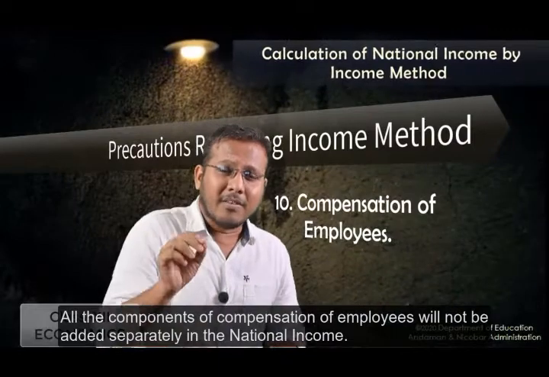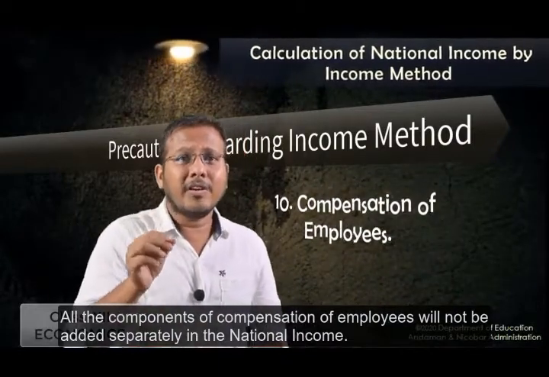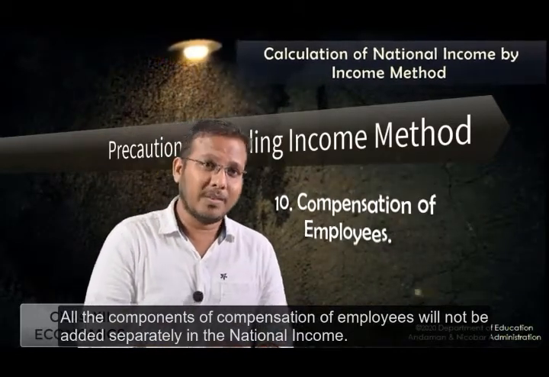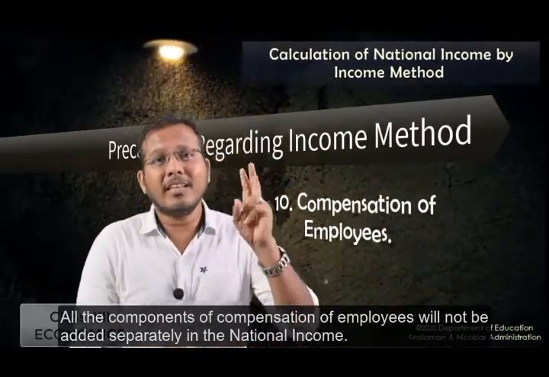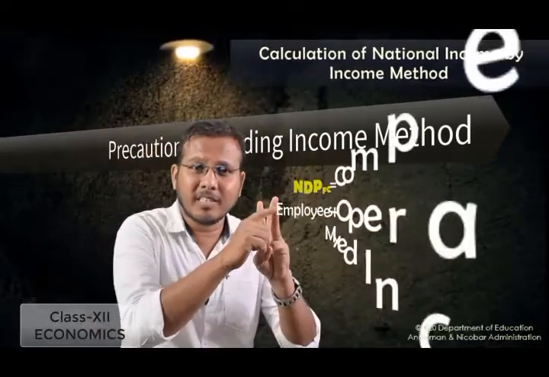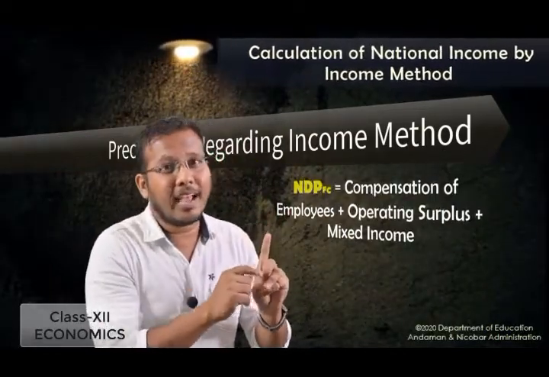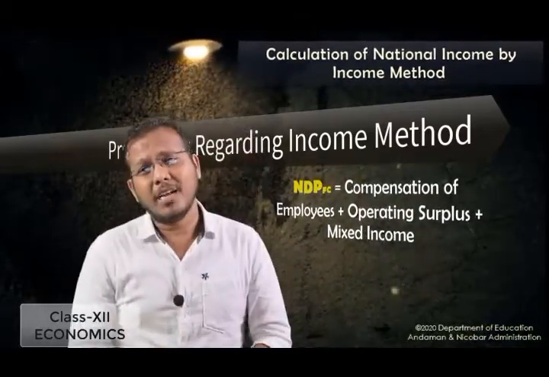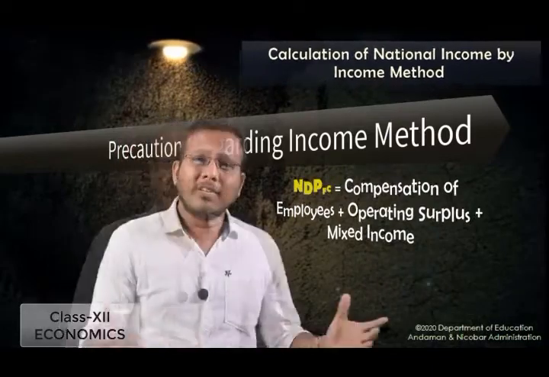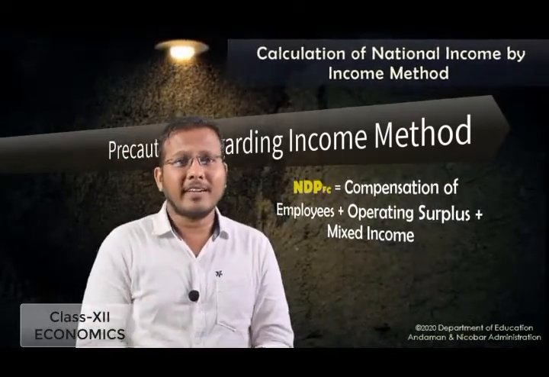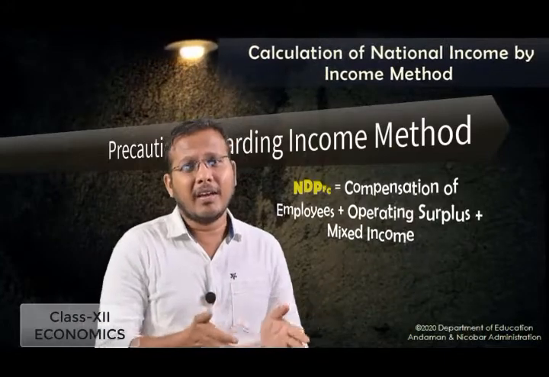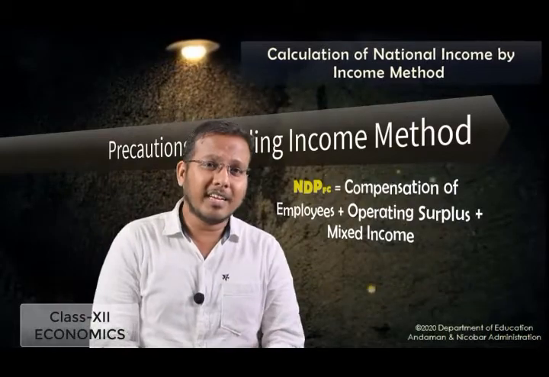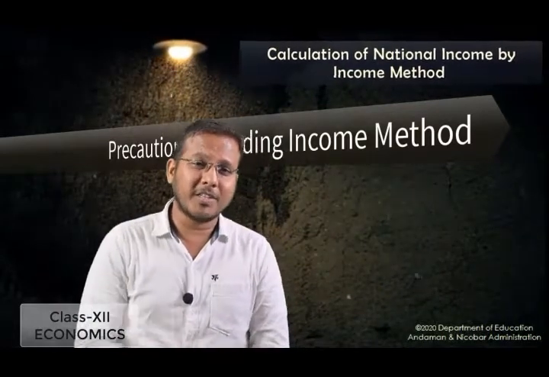So students, whenever we get these kinds of components while calculating the national income through the income method, we need to ignore them, because I told you that we have only three components: the compensation of employees, operating surplus and mixed income. When we add all these three incomes together, we get the value of NDP at factor cost, and further it can be converted into national income by adding the value of NFIA, that is, net factor income from abroad. In this way we can very easily calculate the national income through the income method.